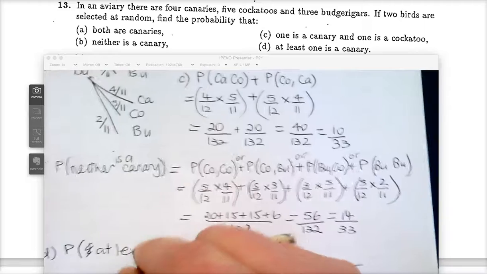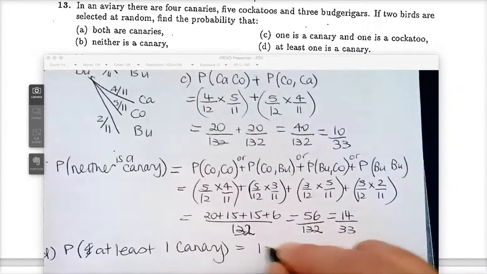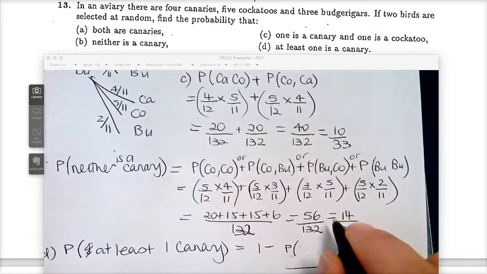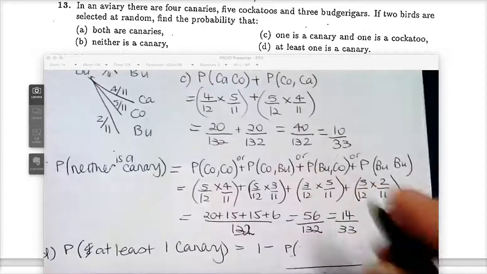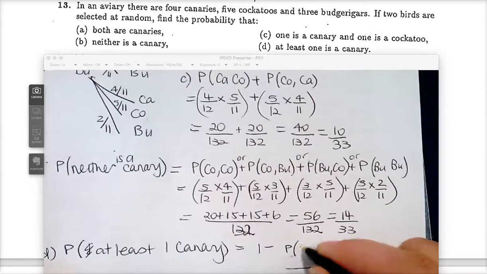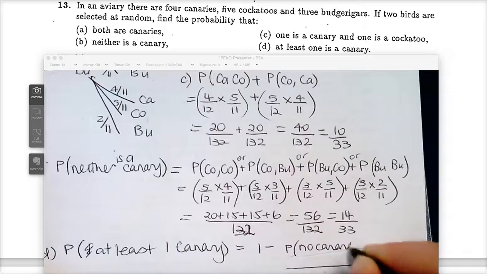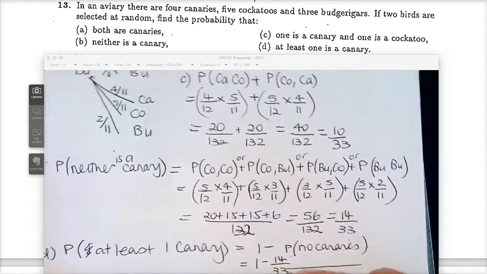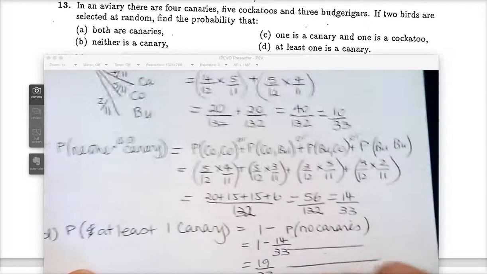At least one canary: 1 minus the probability of... No, there's only 2 of them. Oh, isn't it? No way. No, you just did them. Yeah, 1 minus the answer to part B. 1 minus the probability of no canaries, which is 1 minus the answer to part B. 19 on 33. Yep, which is 19 on 33. Good old canary.